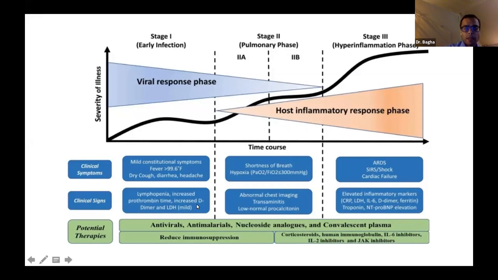So in stage one, if you look at the clinical signs and the laboratory parameters, you get a lymphopenia with an increased prothrombin time, increased D-dimers, and LDH. In stage two, we tend to get abnormal chest imaging. We may get transaminitis and a low to normal procalcitonin. Now, once a patient hits stage three, they tend to get very elevated inflammatory markers like your CRP, LDH, interleukin-6. Your D-dimers are very high as well, including your ferritin.